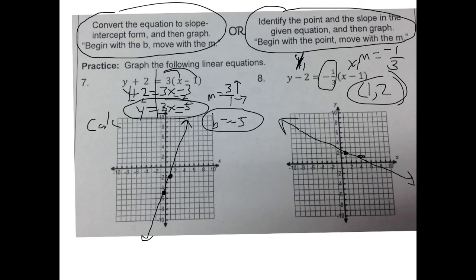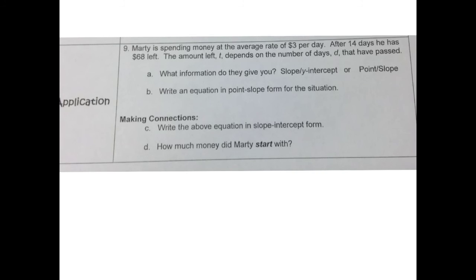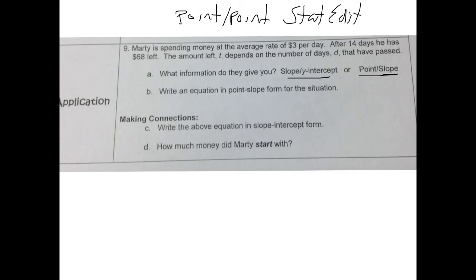Alright, let's take a look at a word problem. Alright, so when you read a word problem, you always have to check to see, do I have a slope and intercept, or do I have a point and a slope? Okay? The other option is you could have 2 points, so a point and a point, and if that were the case, then you would do stat edit if you see 2 points in there.